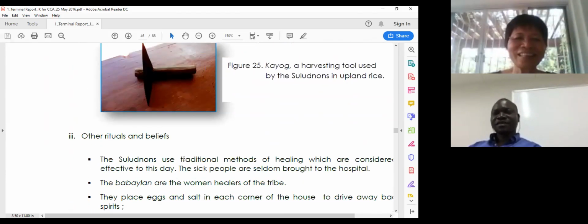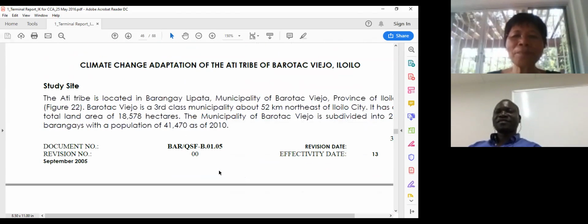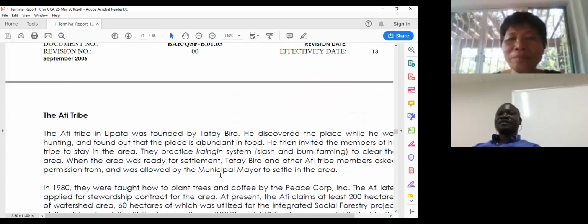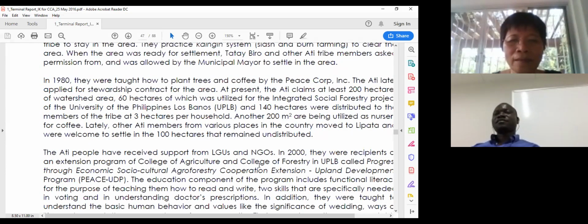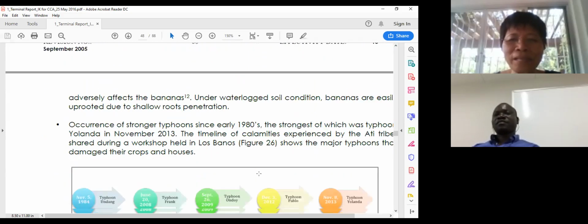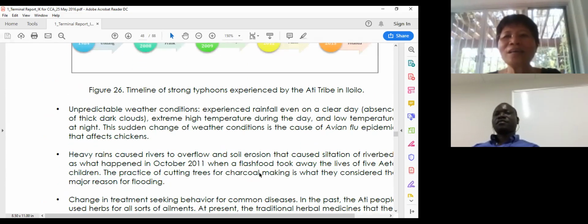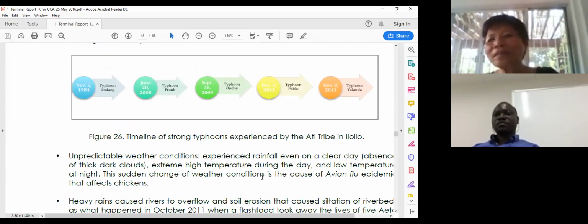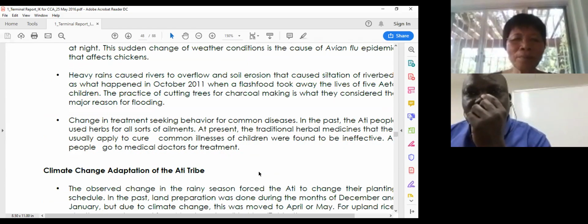Then they have other rituals. This is the part that I have published because that is mine, and also the Ati tribe. It's coming out, I don't know when, but it has been accepted and reviewed. We also asked them to recall some of the typhoons that they remember that damaged them. They have Typhoon Frank, Undang, Typhoon Ondoy, Tampo, Typhoon Pablo.